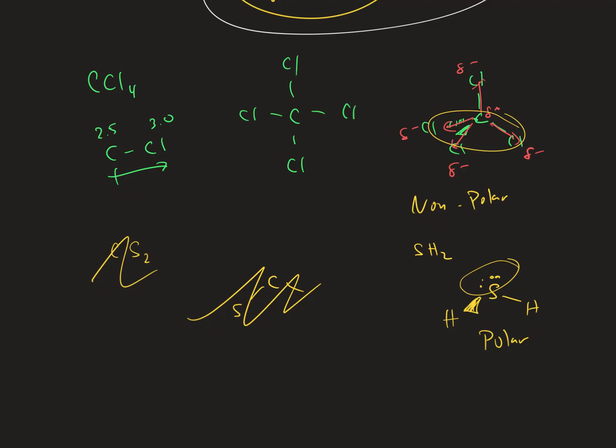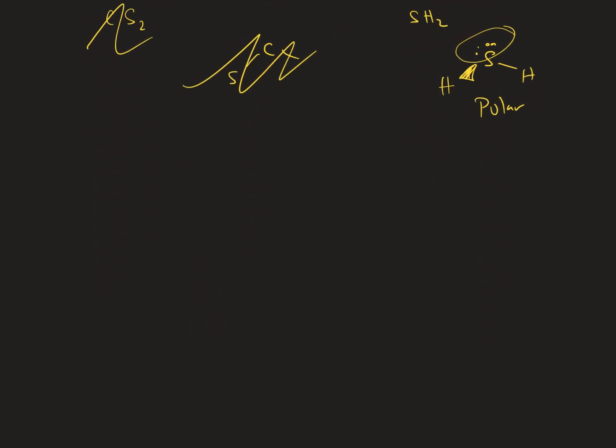Should we do some more? Okay. Let's do C2H6. And then CCl4. We already did that one, so let's not do that again. And let's do H2O. Two of them. Yeah, we'll do just one at a time.